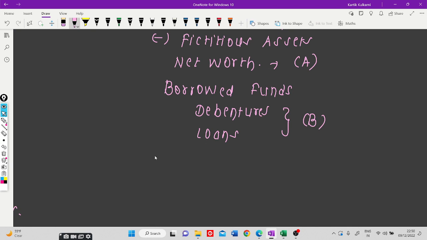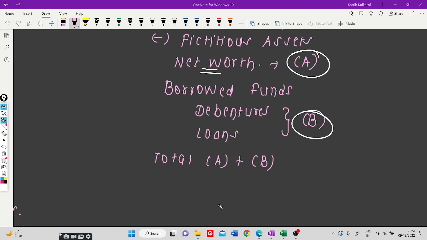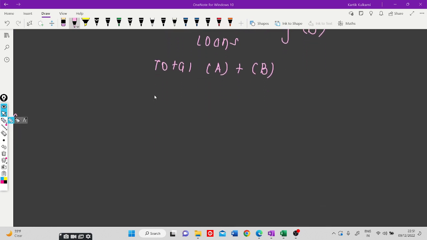So now the total of A and B will be the total liability, that is source of fund. Then below this we will write assets, which will be called as applications of funds. So here assets can be called as application of funds.